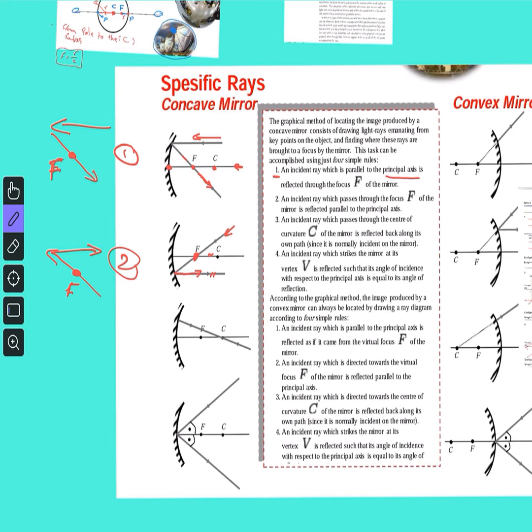For the first one, we said when you send it straight to the mirror, it must be reflected back through the focal point, right? But for the second one, we say when you send it through the focal point, it must be reflected back straight and parallel to the optical axis. Okay, the third one is quite easy.